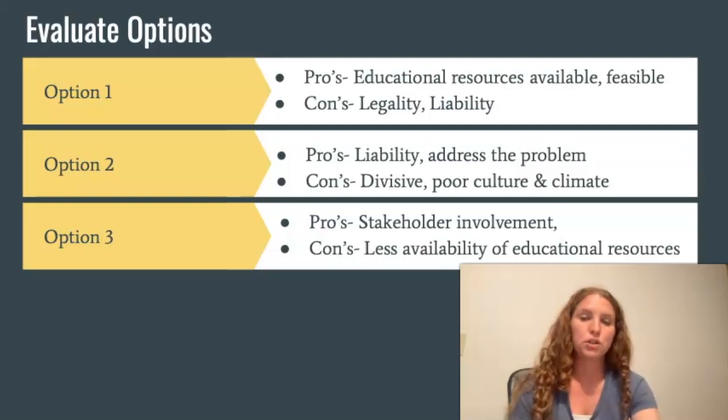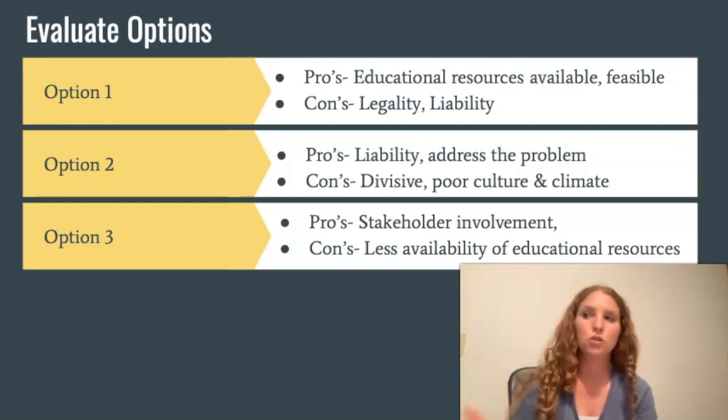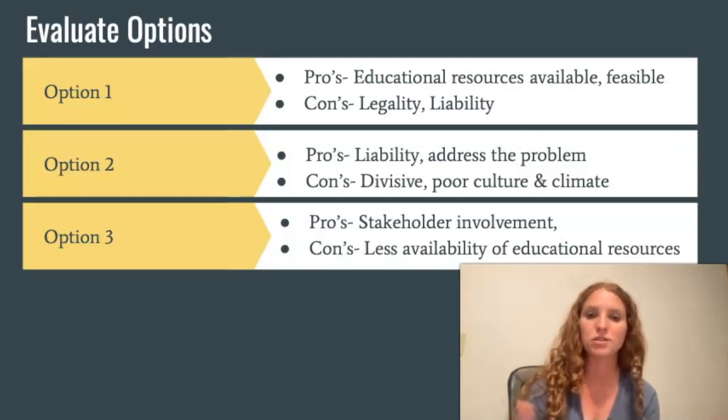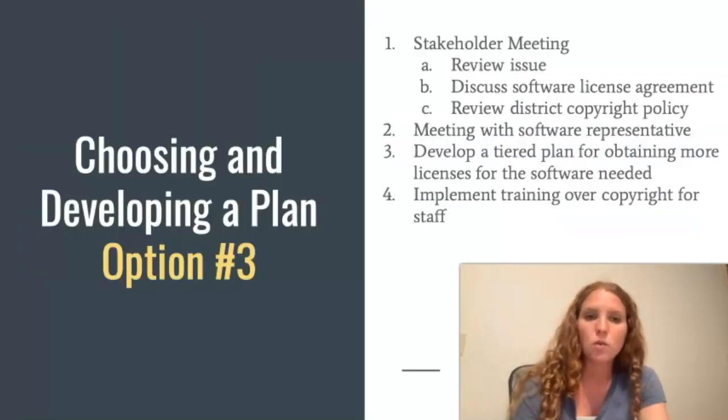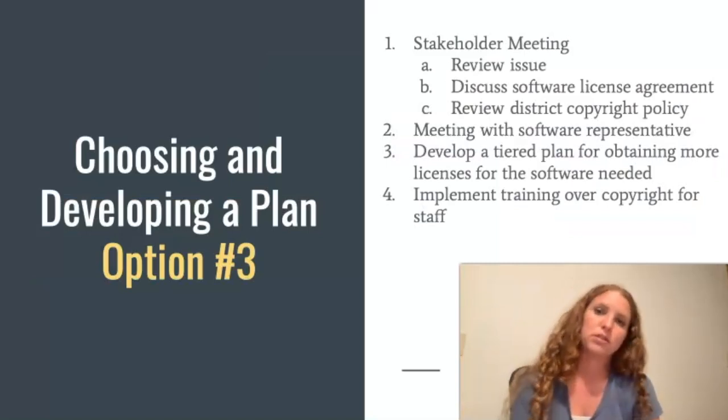So for option 3, which is to work with the stakeholders, the pros, you get stakeholder involvement and hopefully create some understanding. And the cons, which is really hard to look at, but if we discuss with the software company and they said, no, you only have one license for one computer for the software, it means that there's less availability of educational resources for students. When I'm looking at what I would choose, option 3.